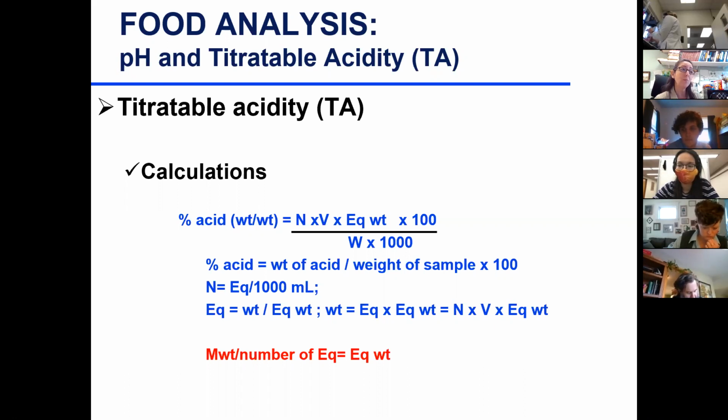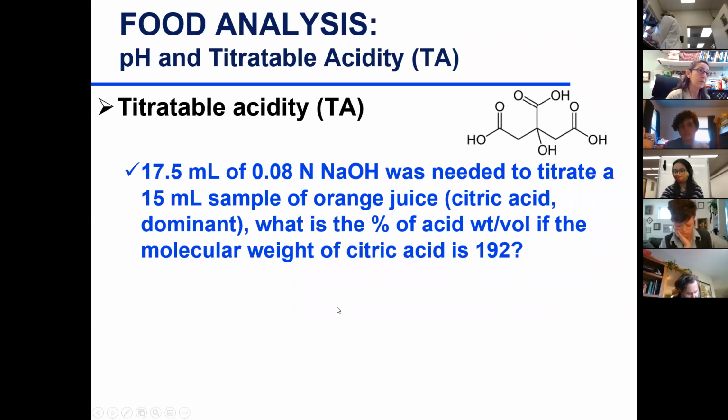But what you need to remember in this case, because of the acids and multiple number of equivalents, it's not just simply the molecular weight of the acid. Everything else about this equation is the same as we had derived in the past. Okay, so let's solve this together.